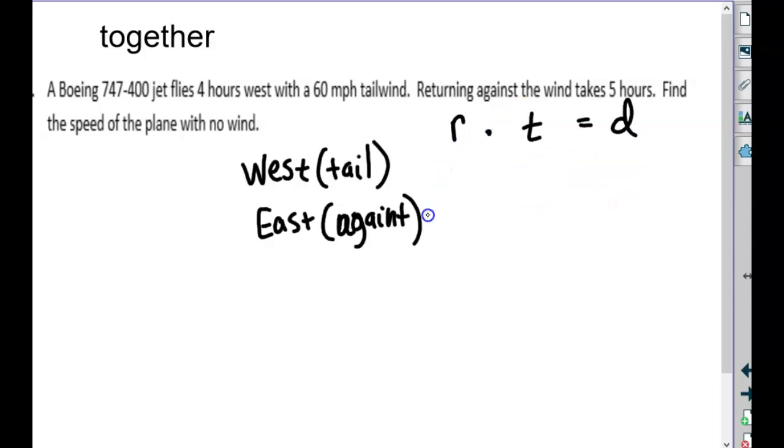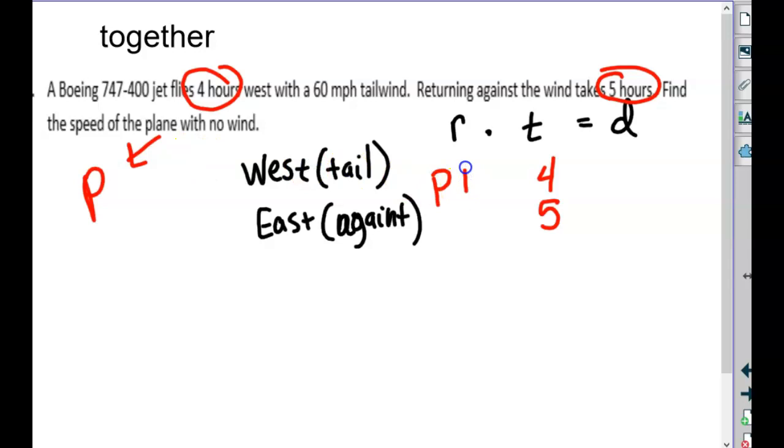But what can we put in for rates and times here? Well, with time, put 4 and 5. Yeah, we got 4 and 5 for the times. And we don't know the plane speed, but what do we know? I'm going to call P the plane with no wind. So it's the plane plus a 60-mile-an-hour wind, because a tailwind means it's helping it, okay? And then against the wind would be, yep, minus 60, because this is the plane.